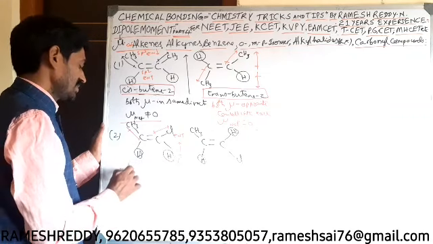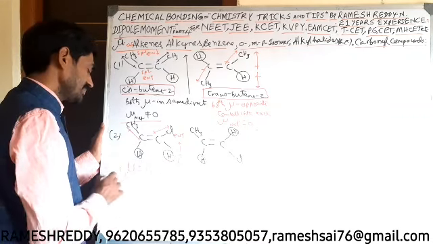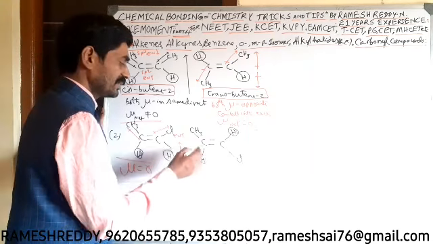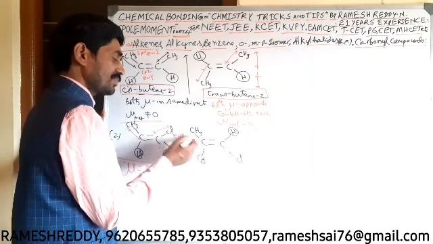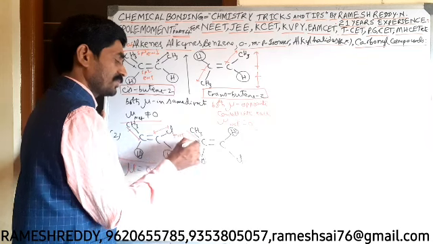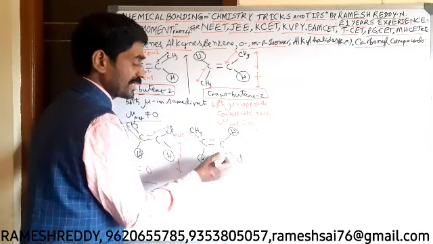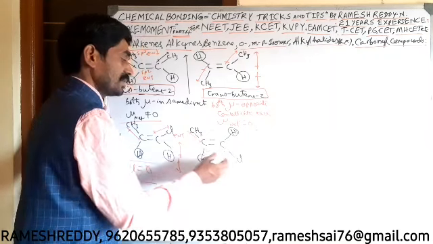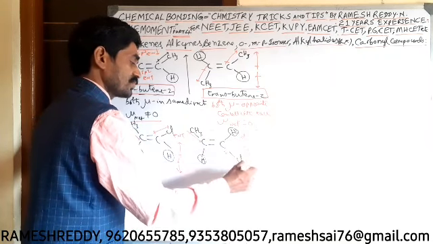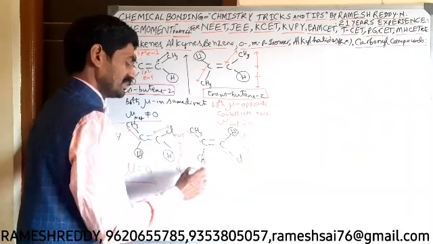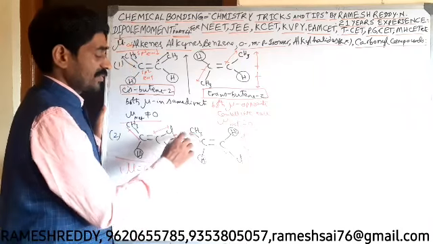So that's why the net dipole moment is 0 here. But in the other isomer, the dipole goes from the sp3 carbon to the double bonded carbon, and from the double bonded carbon to the chlorine atom. Both are in the same direction. That's why the net dipole moment is v1 plus v2.